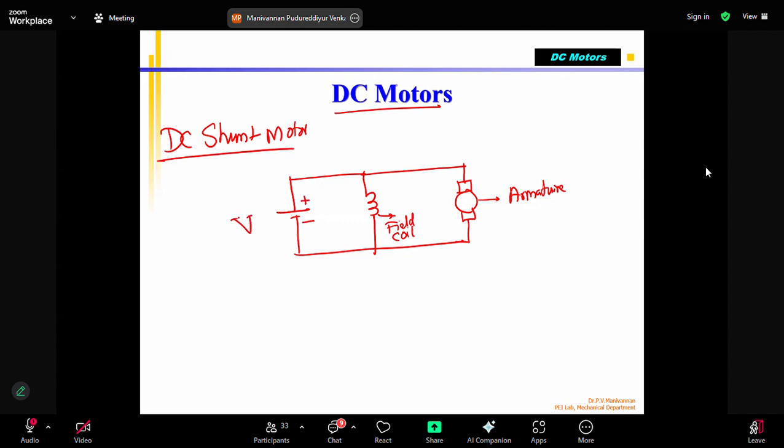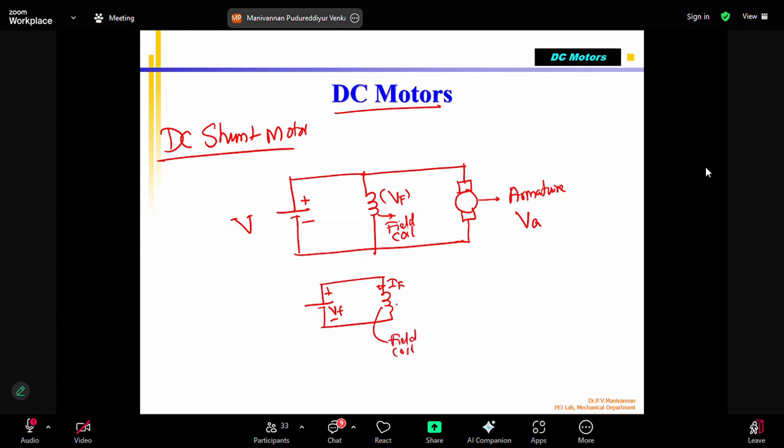V supply, correct? As I told you, sometimes you can have two separate voltages. For the armature voltage, we supply VA. For the field coil, we supply VF. Some books show it like this also. Shunt motor, they may show like this. This is the field, VF plus minus, a bigger DC voltage. This is IF. This is the field coil.